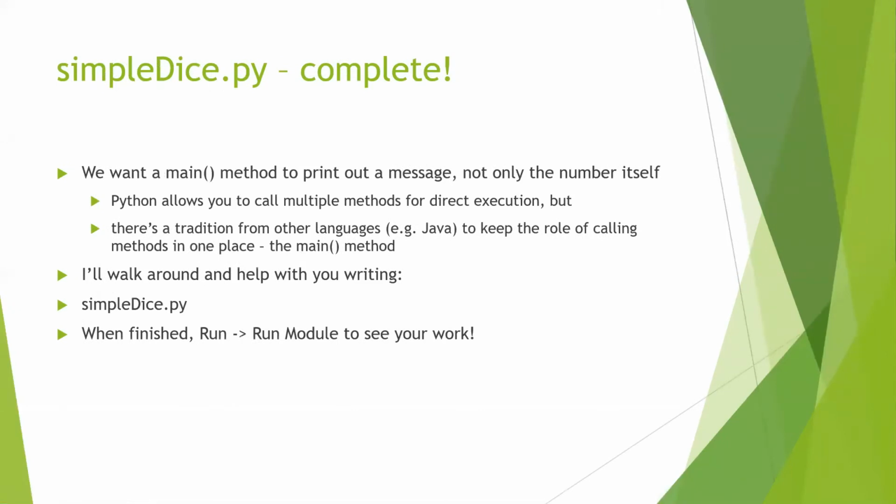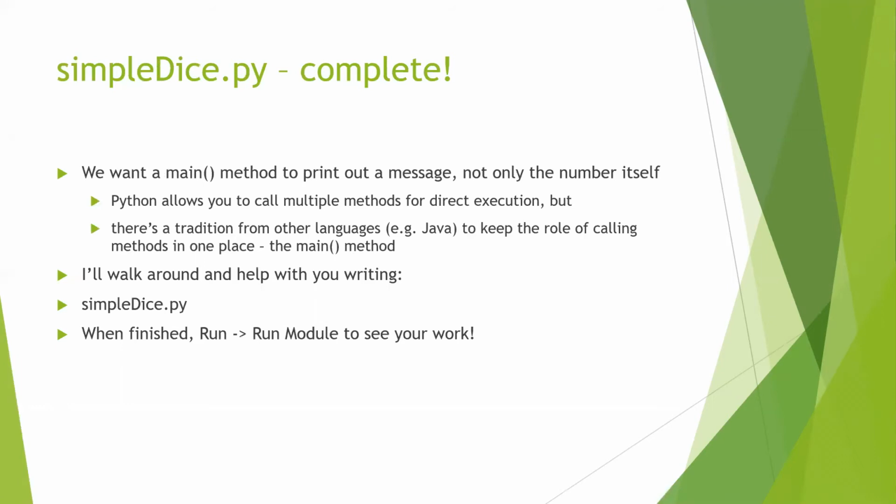All right, so now I want you to create a new file called simpleDice, and we are about to complete the project for rolling one dice. So we want a main method to print out a message, not only the number itself. That's what our tester did. So we want to improve upon that.